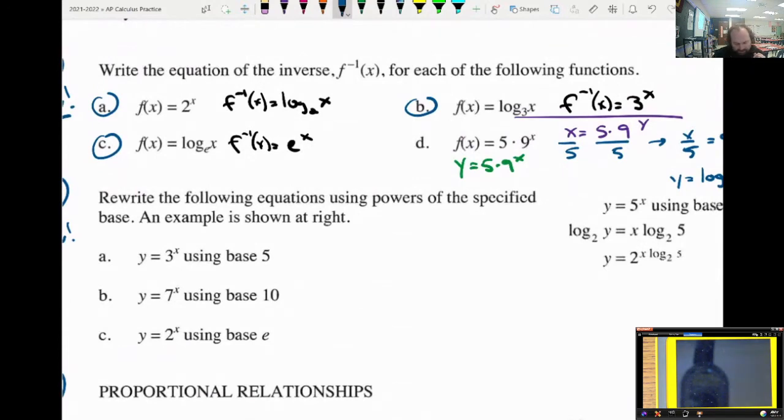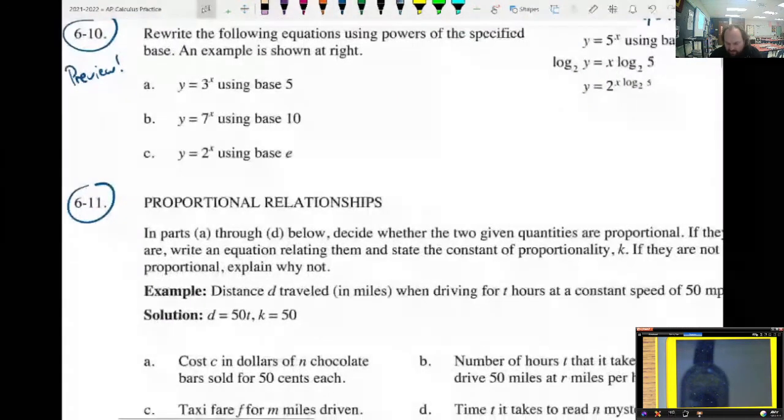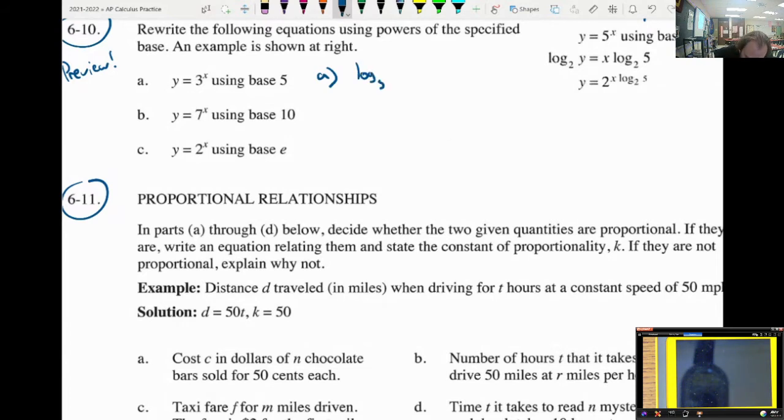Let's move on. 6-10 is going to ask us to do kind of the same thing here. It does give us a process to work with. That gives us an example here. We're going to rewrite the following equations using powers of the specified base, and an example is shown at right. So let's follow this example for part A and see how far we can get. All we're going to do is take the log base 5 of both sides. Log base 5 of y will equal the log base 5 of 3 to the x power.